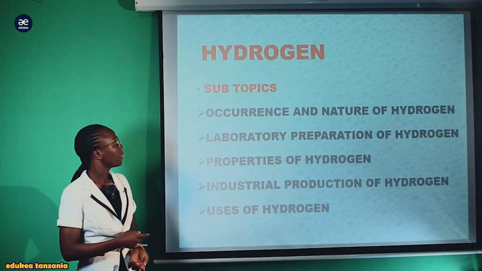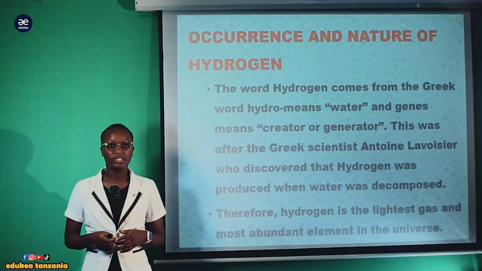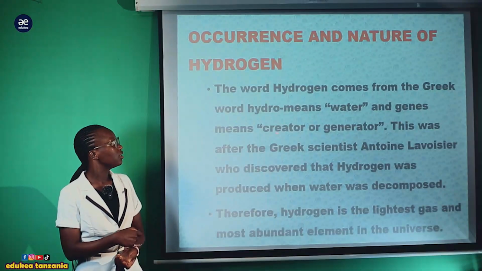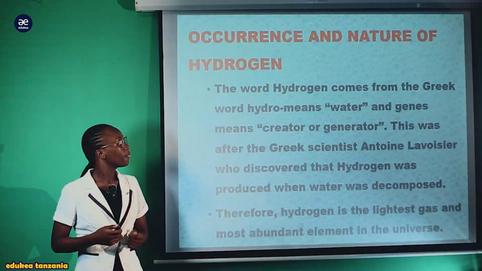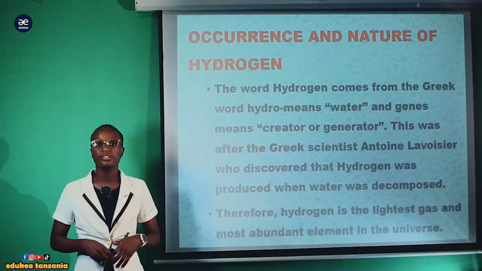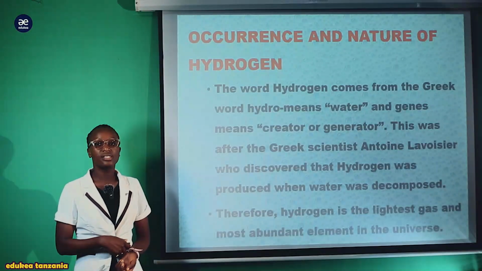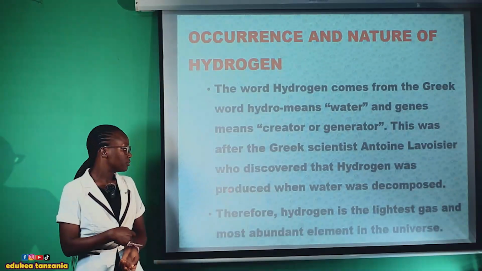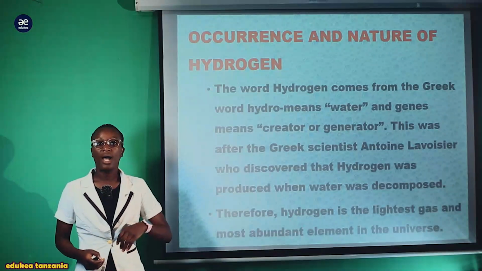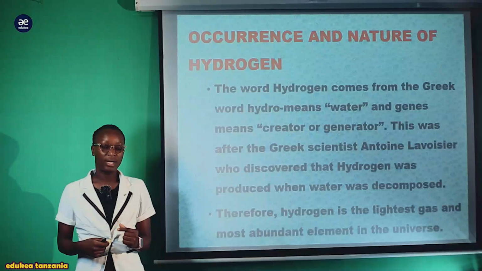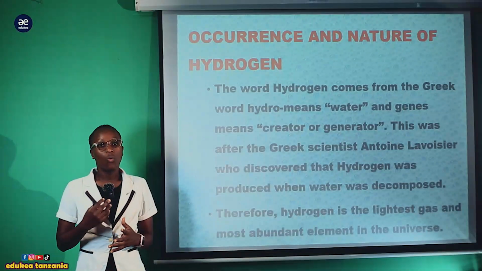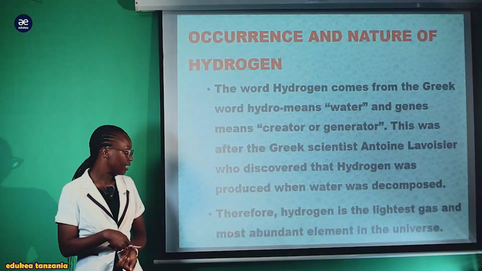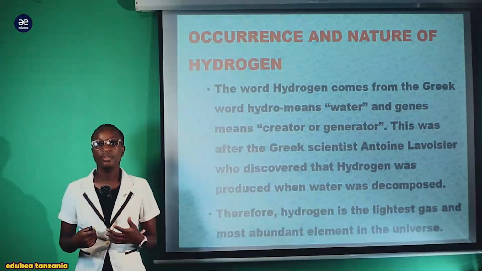Today we are going to start with the occurrence and nature of hydrogen gas. The word hydrogen came from the Greek words hydro, which means water, and gens, which means creator or generator. This was after the scientist Antoine Lavoisier discovered that hydrogen was produced when water was decomposed. Therefore, hydrogen gas is the lightest gas and the most abundant element in the universe.